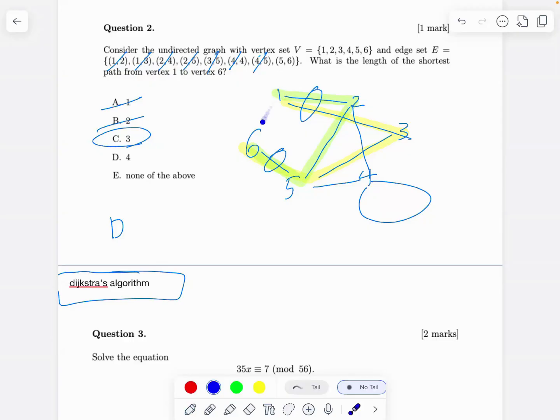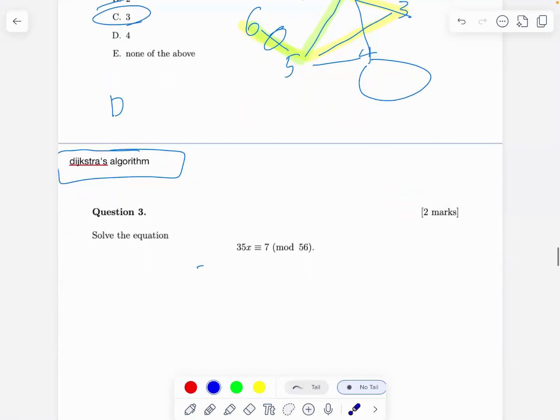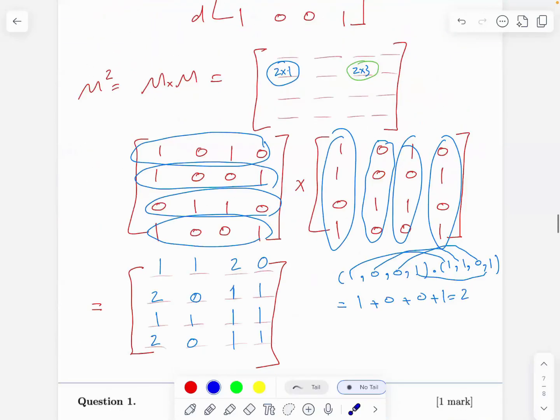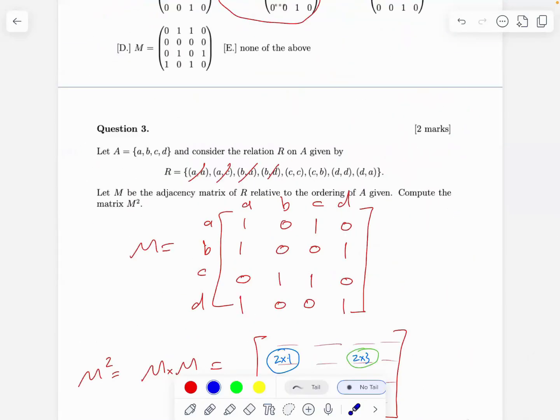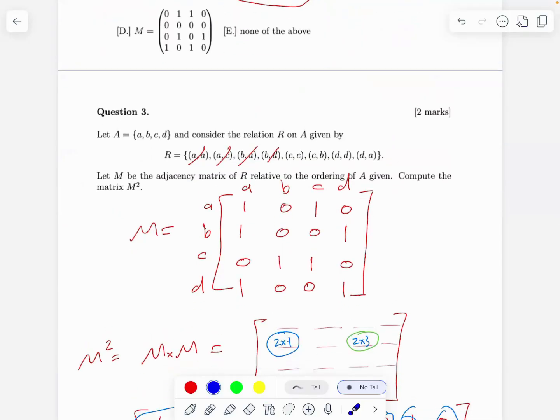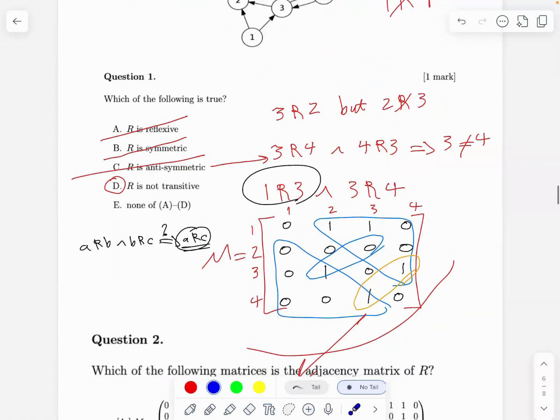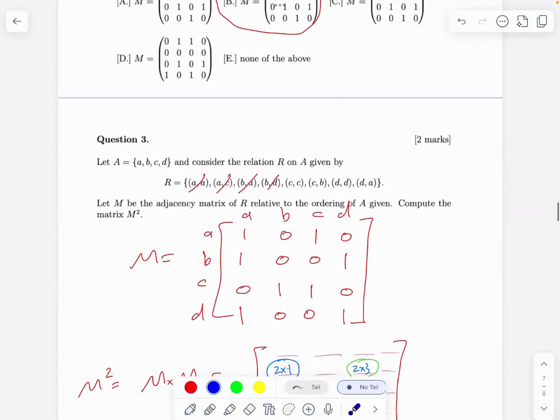From 1 to 6, how can I go? I can come to here, to here. How many edges did I use? 1, 2, 3. It is also possible to use this one, 2, 3, 4, but that's not the shortest, which is the answer. So again, Dijkstra's algorithm is a very good one. You had a question like this last year, and it was in multiple choice. Both of them were multiple choice.